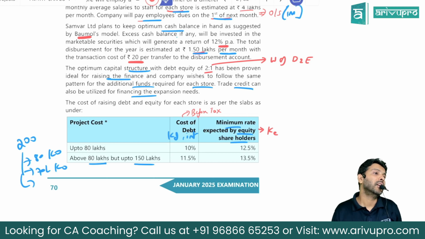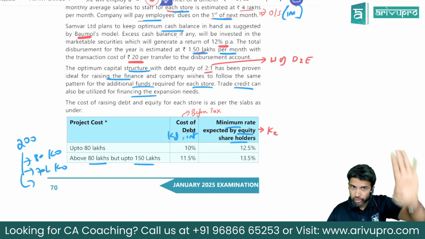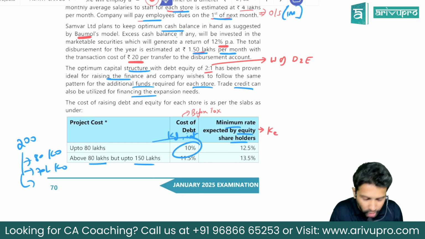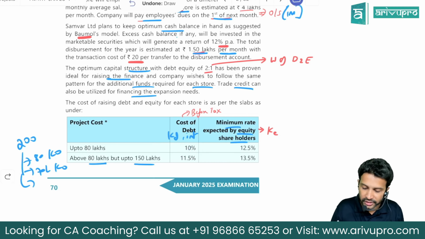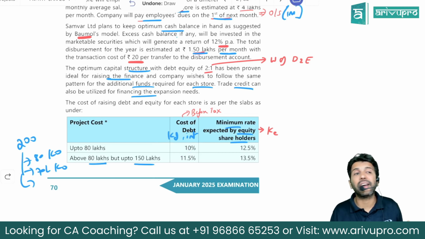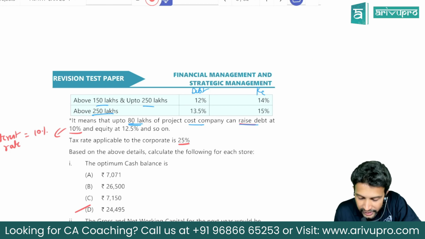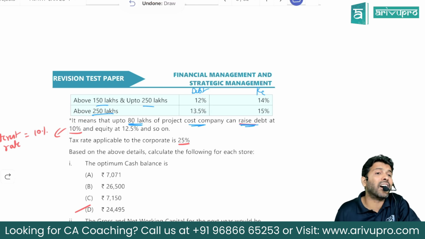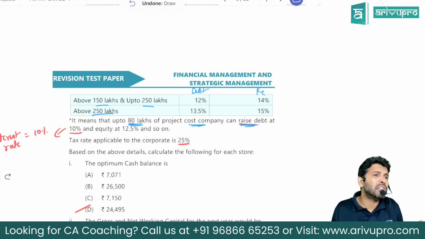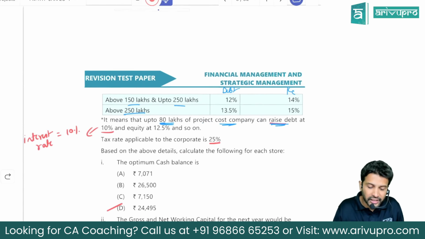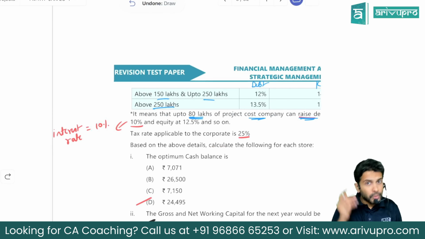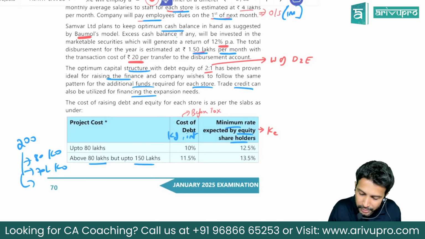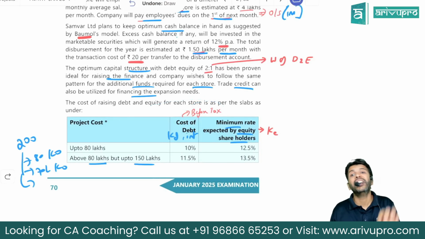If you remember the format of KO, first we take the source of finance, then weight, then after tax cost of capital. So this is not the after tax cost of capital. What is this 10%? This is your actual interest rate you are paying to the debenture holder. It means up to 80 lakh of project cost, the company can raise debt at 10%. Raising debt at 10% means what? On their debt, the company is giving an interest rate of how much? 10%. Do we want the interest rate or the after tax interest? After tax interest. That's the reason the rate they have given in this sentence is not after tax, it is before tax.